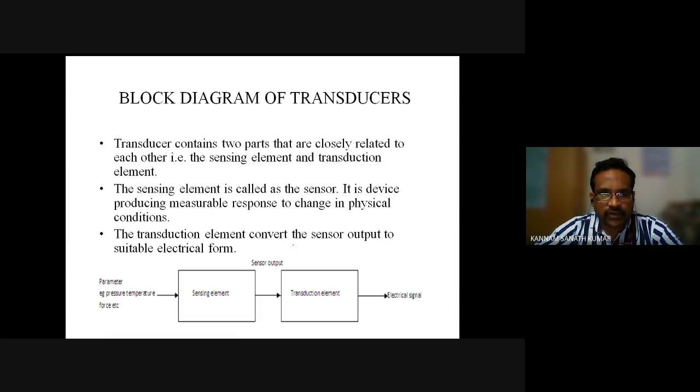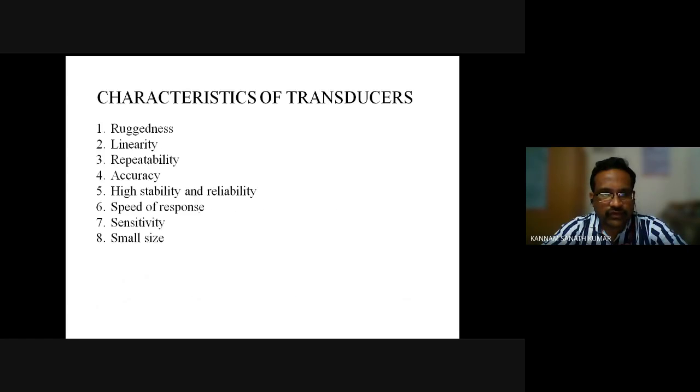As I told you, the block diagram of a transducer consists of two elements: the sensing element and the transduction element. Sensing elements are basically sensors. The sensors produce a measurable response to a change in physical conditions, so whatever change in physical conditions there is brings a change in physical quantities.